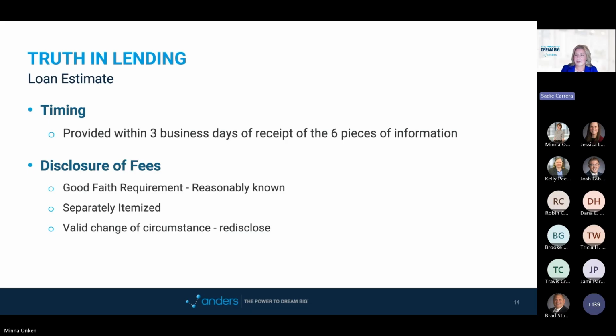Of course, the same timing will apply here. We have 3 business days from the date we receive the information sufficient to establish the valid change of circumstance to issue that revised LE.